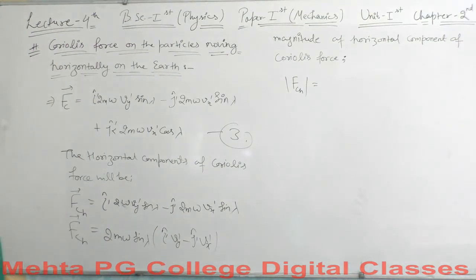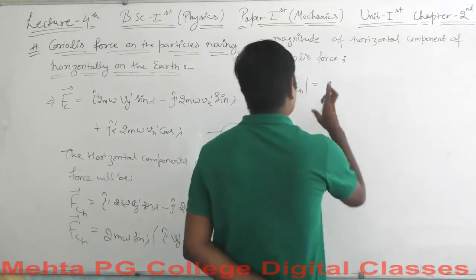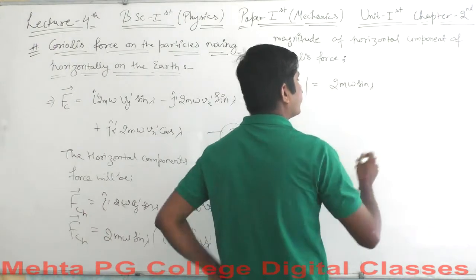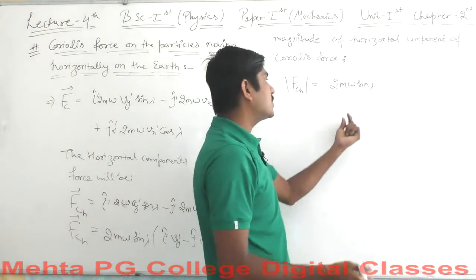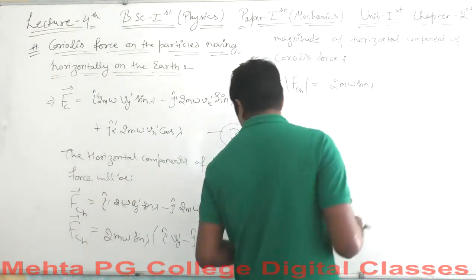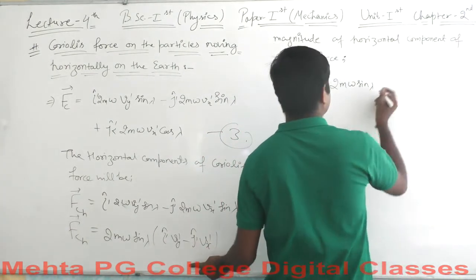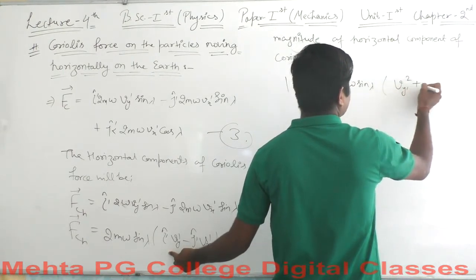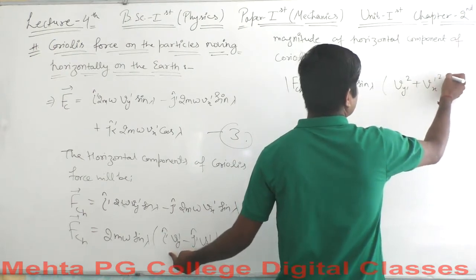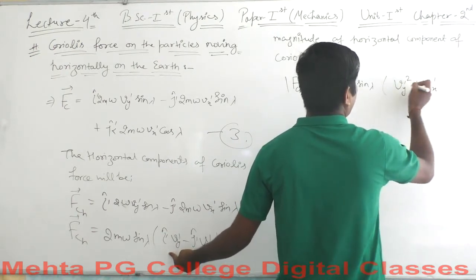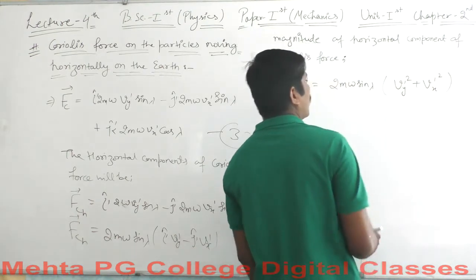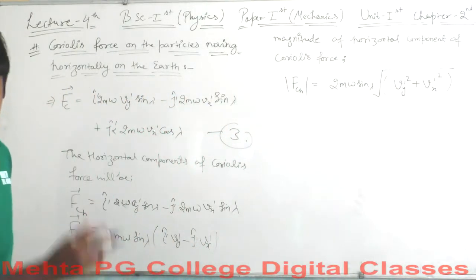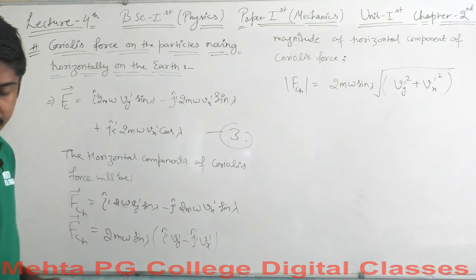Well, you can say that 2 m omega sine of lambda is constant. If you square them and then take the square root, the quantities will be the same, there will be no change here. Only the quantities which will vary are these quantities here. So this is equal to the square root of Vy dash square plus Vx dash square under the root. These quantities must be this value here.